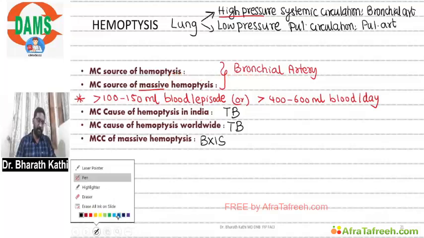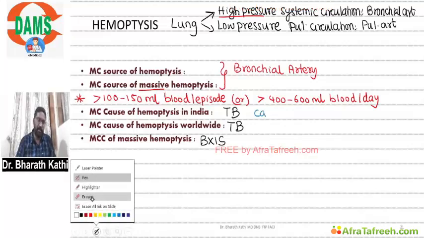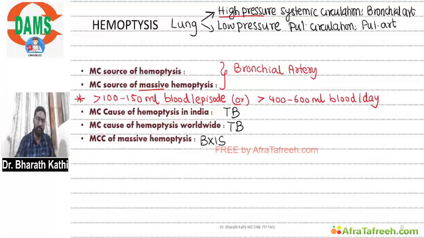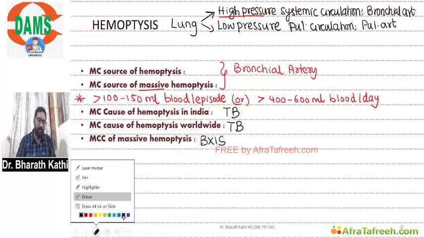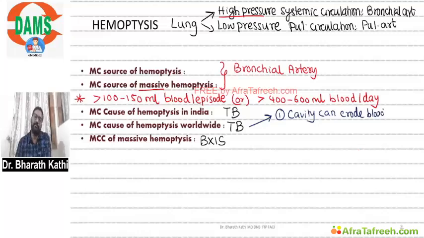Now the examiner might ask you, there is a patient with hemoptysis and you are thinking it to be tuberculosis. So what are the reasons for hemoptysis in tuberculosis? How can TB cause hemoptysis? Number one, a cavity. There can be a cavity, and that cavity can erode a blood vessel. This is the most common.